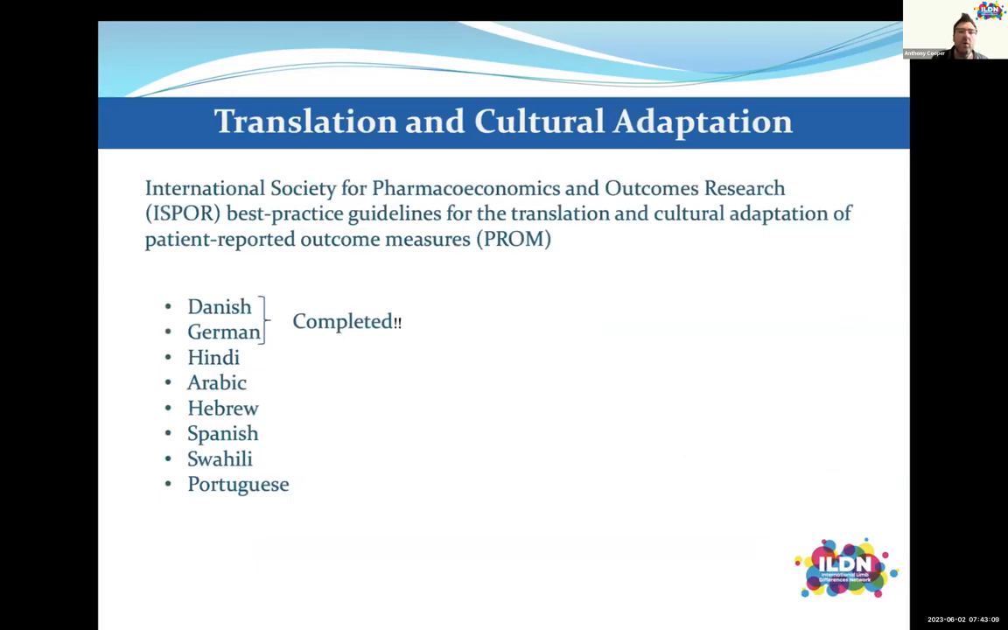So we use the International Society for Pharmacoeconomics and Outcomes Research best practice guidelines for our translation and cross-cultural adaptation. Here are the different languages that we're developing in. We've completed our Danish and our German ones. We're approaching completion of Hindi, Arabic, Hebrew, Spanish, Swahili, and Portuguese, so that we can really have a global kind of relevance to this PRO.